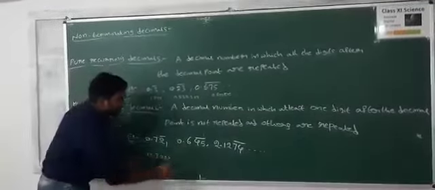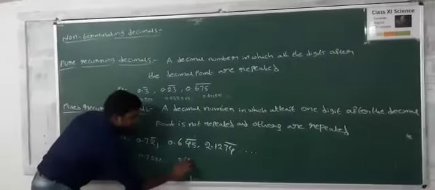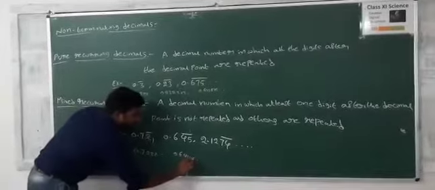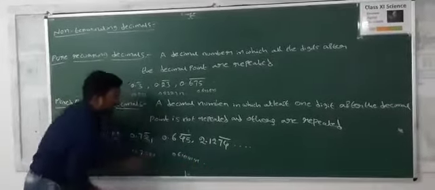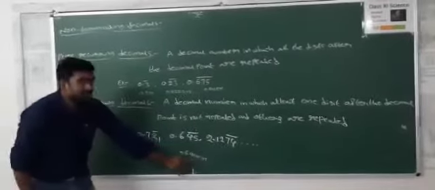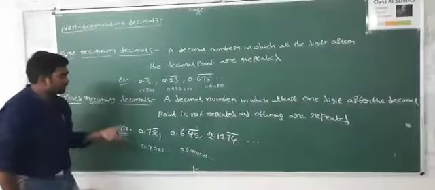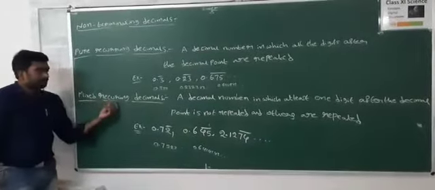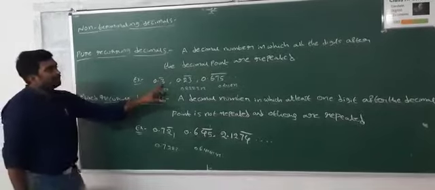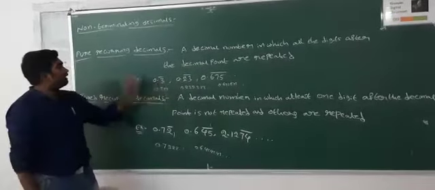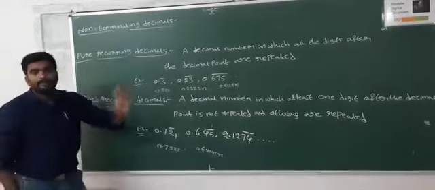In this example, 0.6454545 and so on, these are mixed recurring decimal examples. These are called mixed recurring decimals. If all the digits after the decimal point are repeated, that is called a pure recurring decimal.